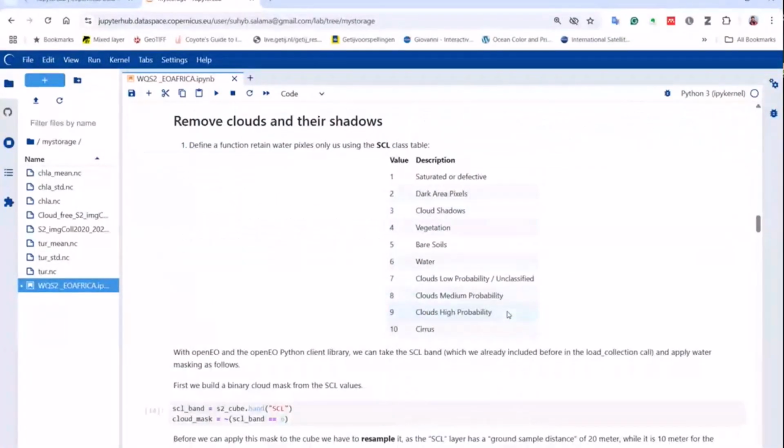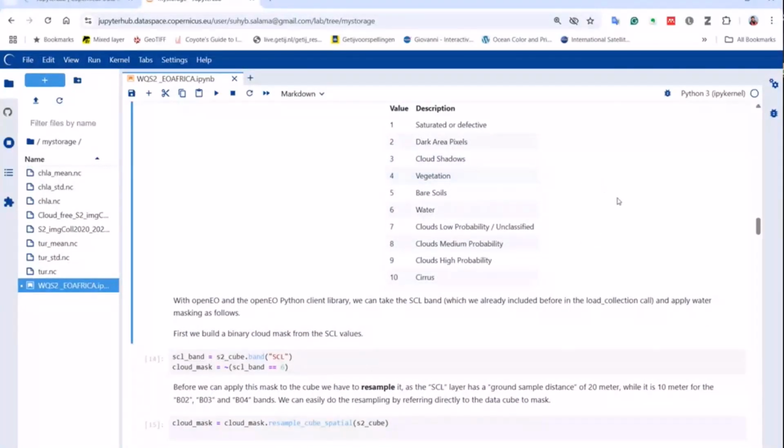There are different ways to remove a cloud, but we will not investigate that because this is not the essence of the course. You could use this band, which is provided by Sentinel-2. It's a classification map, the SCL classification band. It has 10 values that describe each pixel. Is it saturated or defective, or is it bare soil, vegetation? Does it have a cloud with high probability, cloud with low probability? Is it a thin cloud, or is it water?